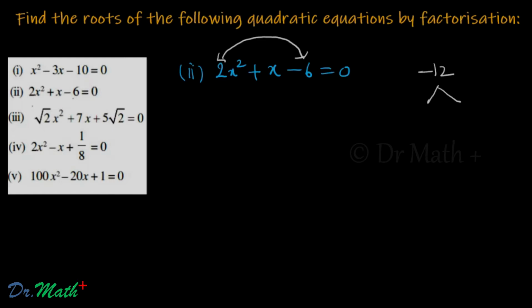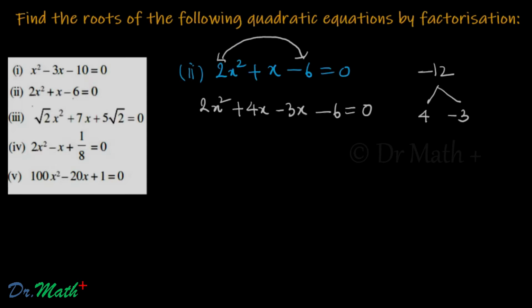So I'll split minus 12 as 4 and minus 3. Because 4 minus 3 gives you 1, 4 into minus 3 will give you minus 12. So let me write 2x square as it is, minus 6 as it is, but the middle term plus x is split as 4x minus 3x.